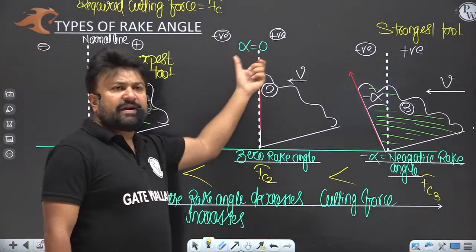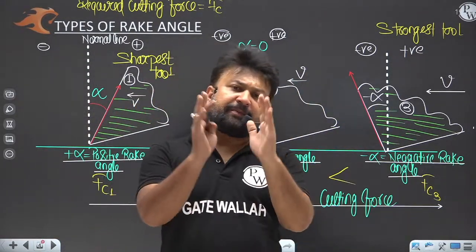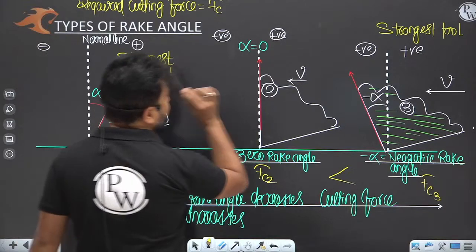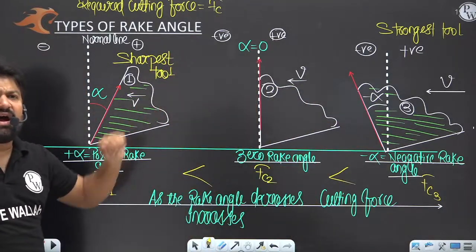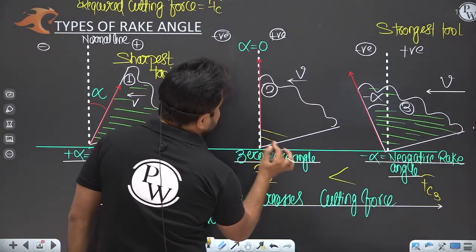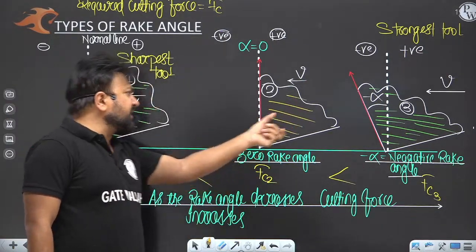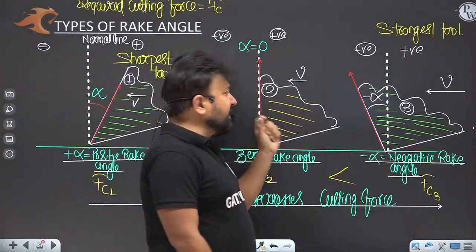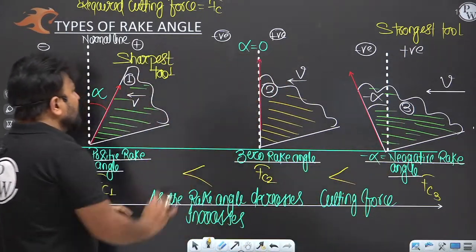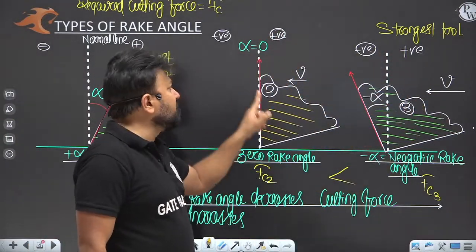The zero rake angle lies in between the positive and negative rake angle. So the property of the zero rake angle lies between positive and negative. In the zero rake angle, the supporting material is greater than positive rake angle, but less than negative rake angle. So the zero rake angle tool is stronger than the positive rake angle tool, and the negative rake angle tool is stronger than the zero rake angle tool.